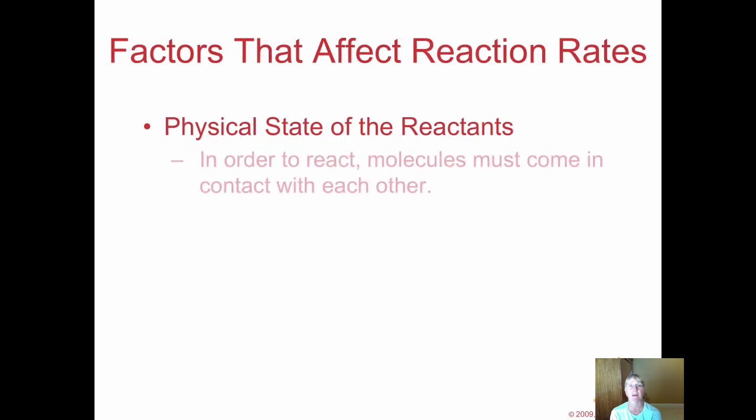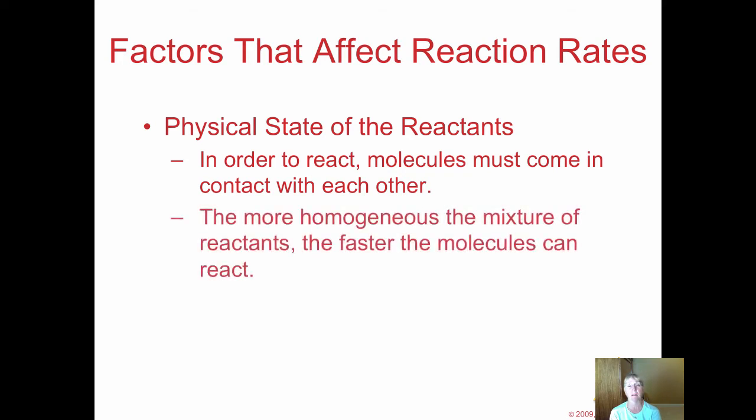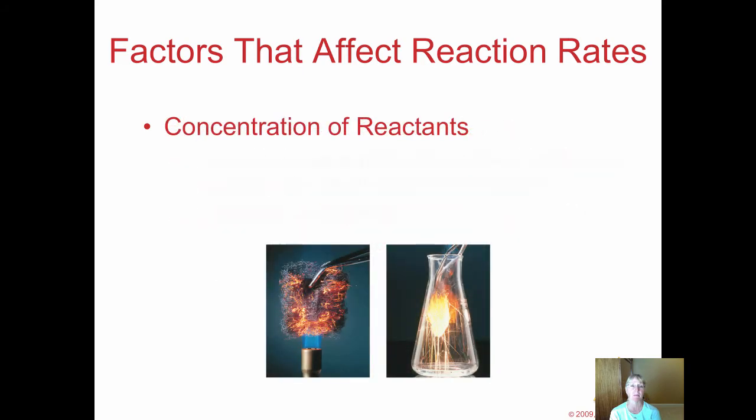So let's take a look at the factors that do affect reaction rates, and some of this should seem familiar from last year. One of the factors is the physical state of the reactants. We call this the collision model. Particles have to collide, they have to collide with sufficient energy, and they have to collide at just the right orientation with each other. So for molecules to come in contact with each other, basically we're saying that's a lot easier if they're in the same physical state. So gas molecules bumping into other gas molecules is more probable than, say, a gas molecule bumping into a solid. So the more homogeneous the mixture of the reactants, the faster the rate.